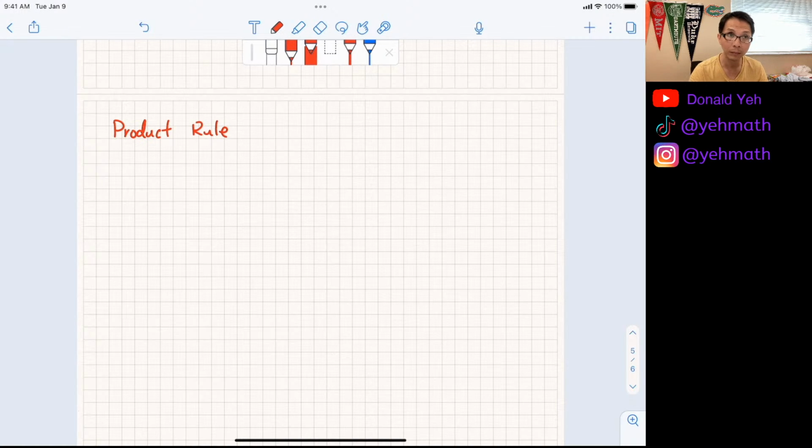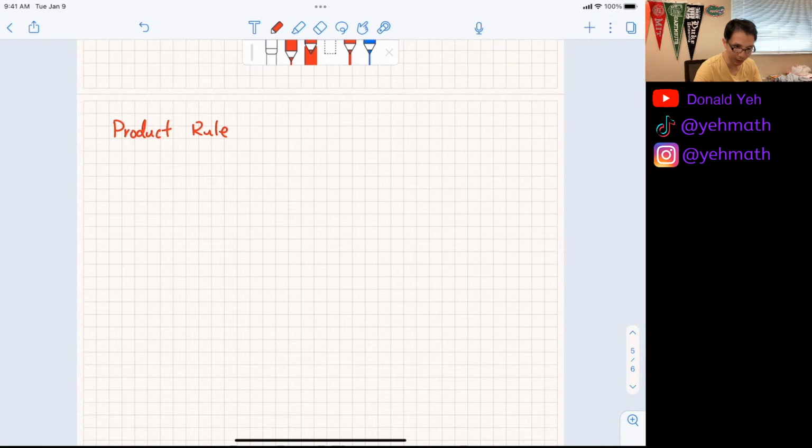So what is product rule? Product means two things times each other. In this particular case, we want to have two functions times each other. If it's two functions times each other, you can use product rule to take a derivative. And that's a nice thing about it.